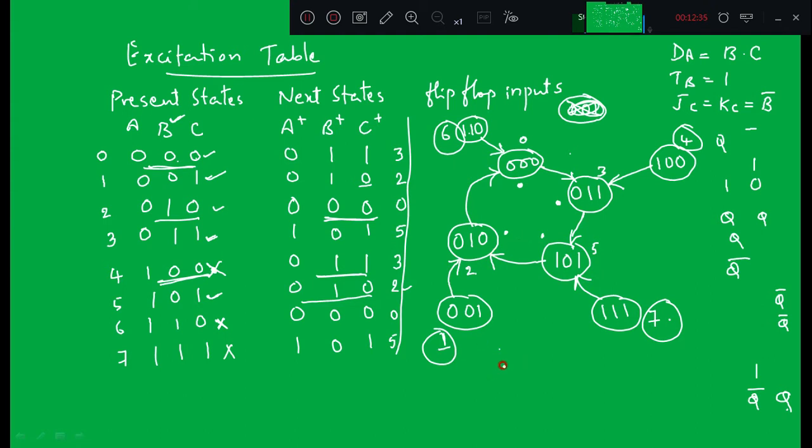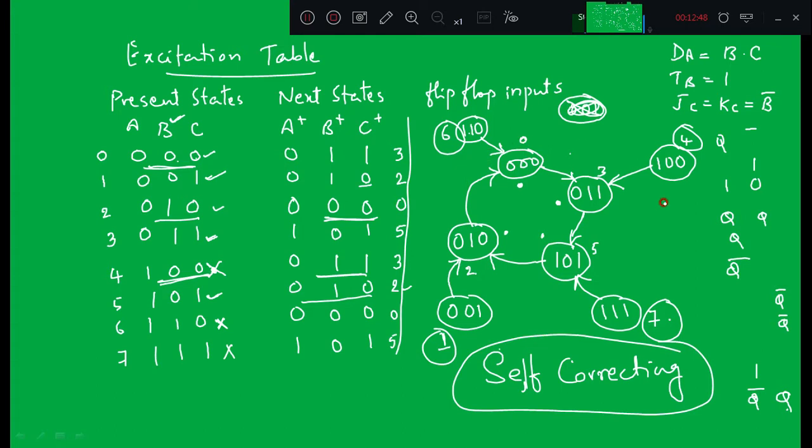So for this reason, such sequential circuits are also called self-correcting sequential circuits. Even though the circuit enters any of these invalid states, it is going to automatically correct itself and enter one of these valid states.